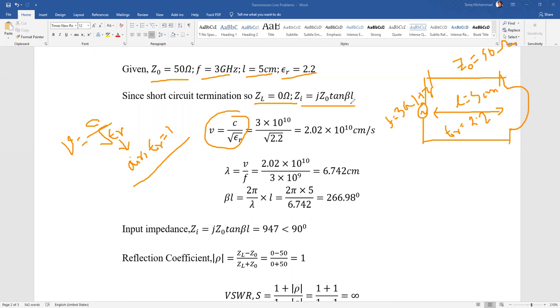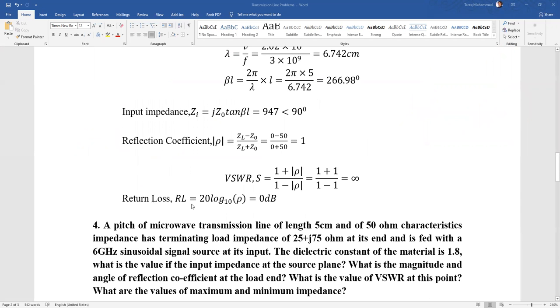So for the short circuit termination, we know that Zin is equal to j Z naught tan beta L, and the reflection coefficient rho is equal to ZL minus Z naught divided by ZL plus Z naught. Just you can get it. And the VSWR value. See here, rho comes as 1. So put the values of rho here, infinity, and the return loss 0 dB. That means there is no loss since it is the ideal case and it is short circuited.